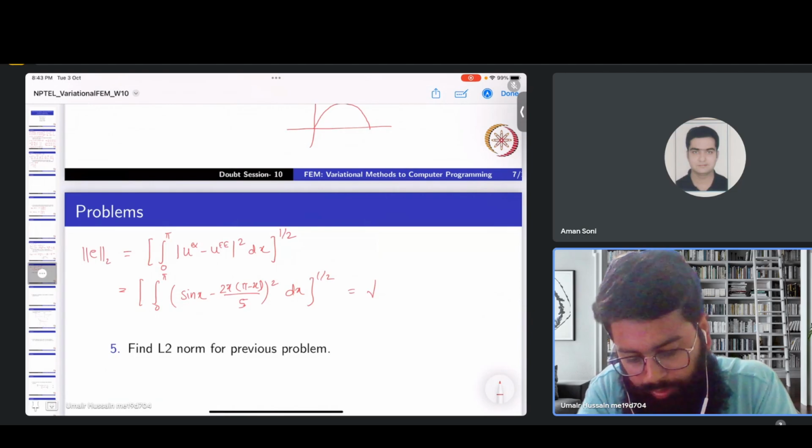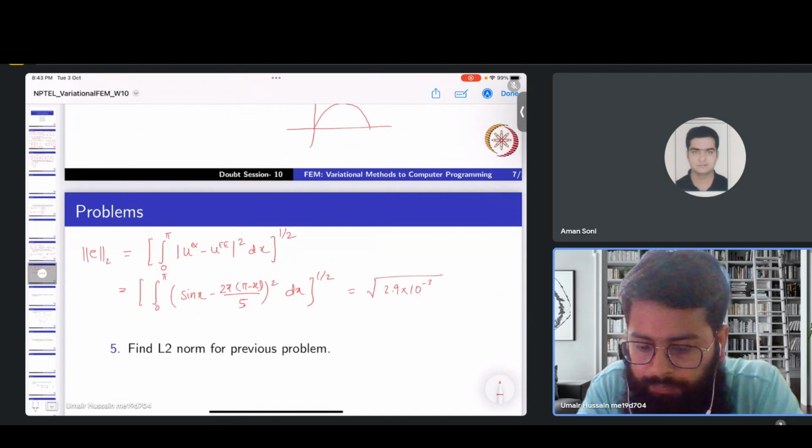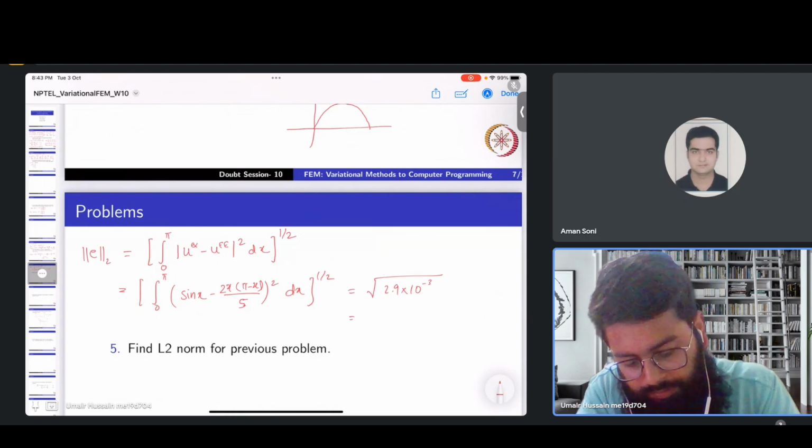This gives square root of 2.9 times 10 to the power minus 3. Take the square root of this. We have 0.0538.